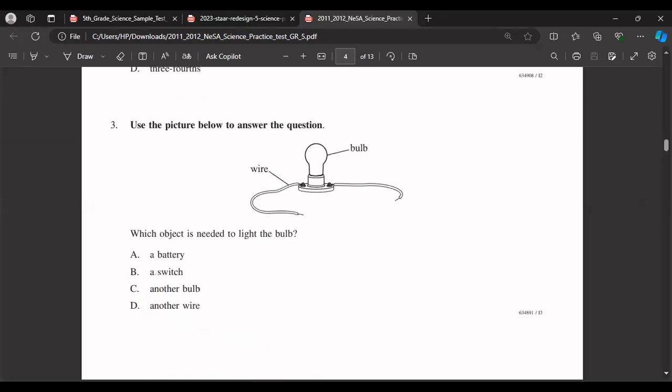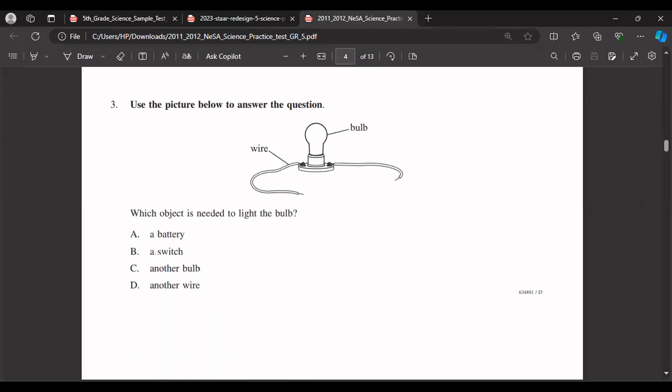Okay. This is a question on electricity. Use the picture below to answer the question. Which object is needed to light the bulb? A battery. Okay, beautiful. A battery is needed to light the bulb. In every circuit, there is a charge source to power the circuit. In a simple circuit, what powers the circuit is a battery. The battery provides the electrical energy. Okay.